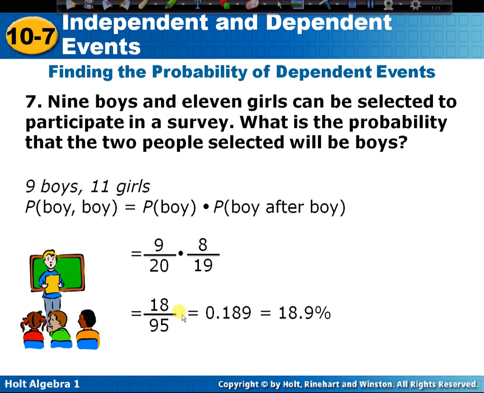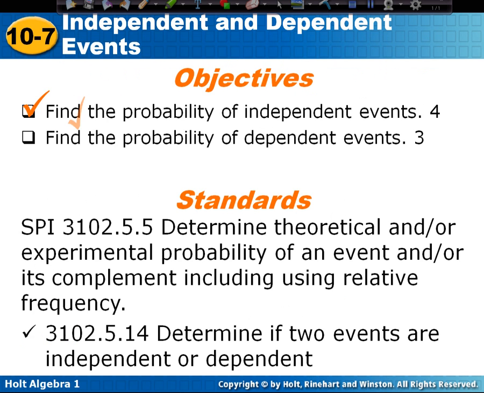So again, to get these, I divided 18 by 95 and got 0.189. Then I either multiplied that number by 100, or I moved that decimal place 2 places to the right and got 18.9%. Make sure you have your little percentage sign right there. Make sure you have all that written before you move on. Alright, so there's finding the probability of dependent events.